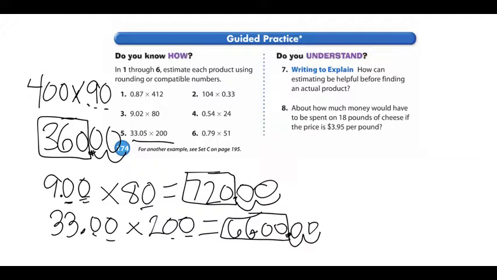All right, so be listening for the rest of the problems that you need to do, and good luck. Just don't forget that however many decimal places are in the factor is how many you need to put in the product.